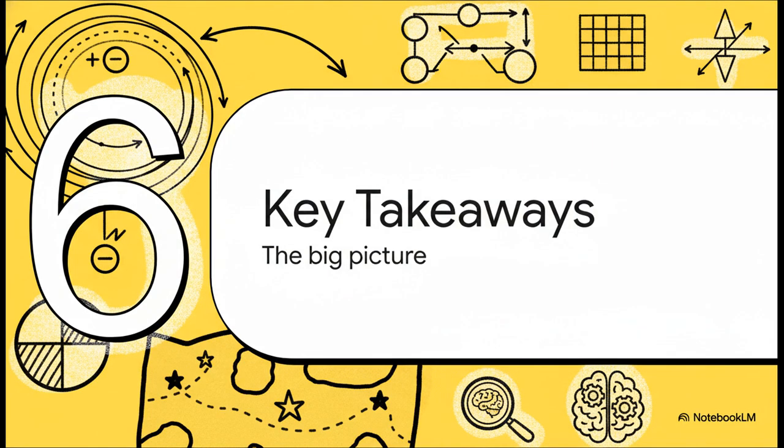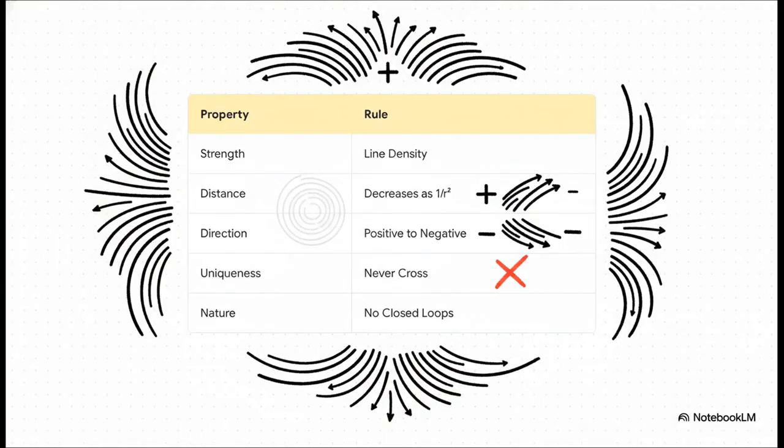Whew, okay, we've covered a lot of ground here, from the basic idea to the hardcore rules and patterns. Let's just boil it all down and summarize the most important points. The bottom line is this: electric field lines are an incredibly powerful way to see the invisible. Just remember, how close they are tells you the strength. That strength drops off with the square of the distance. They always point away from positive and toward negative. They can never ever cross, and for static electricity, they don't form closed loops.